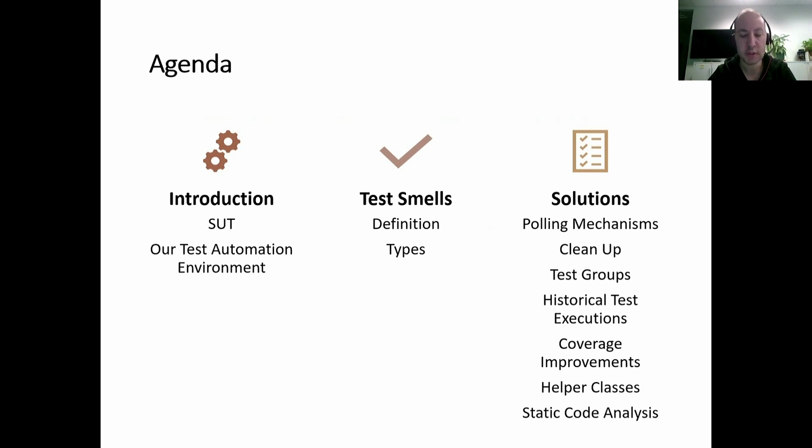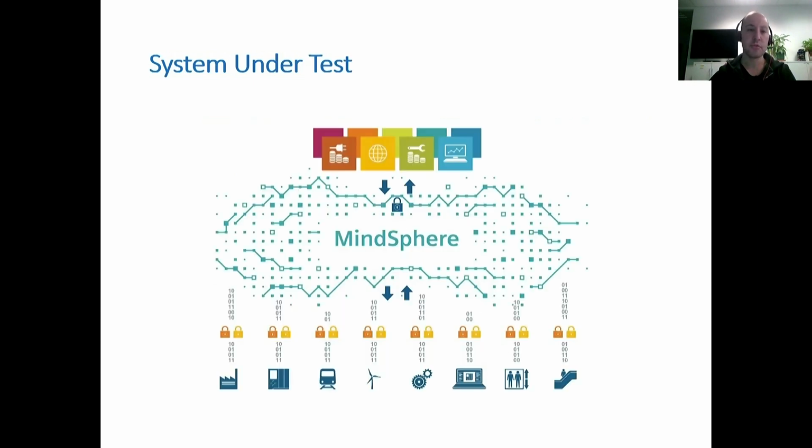So this is the brief agenda for this talk. I will introduce the system under test in my study, and then I will talk quickly about the test automation environment. And then the most common test smells that we face as a QA automation team, and the solutions that we applied to handle them. Let me introduce the system under test.